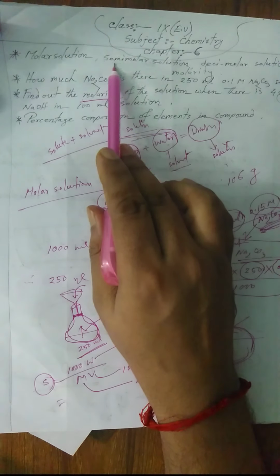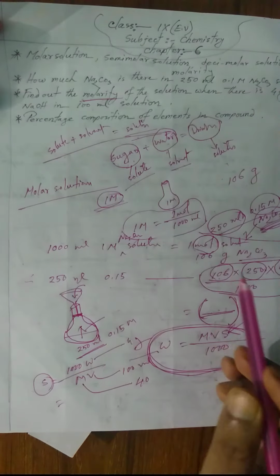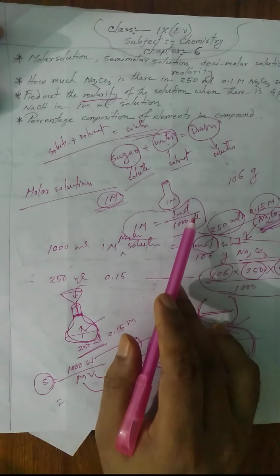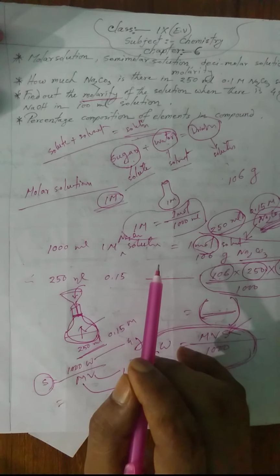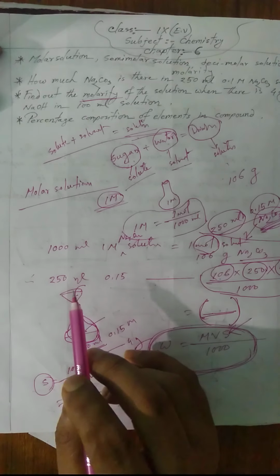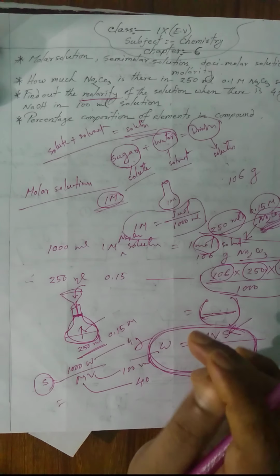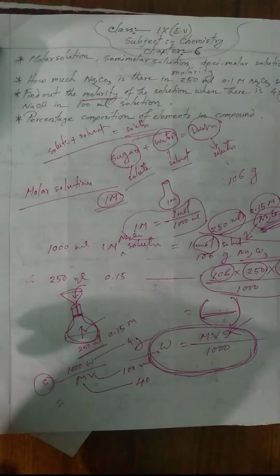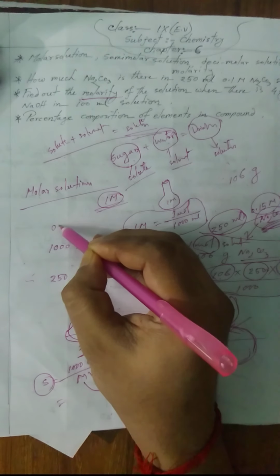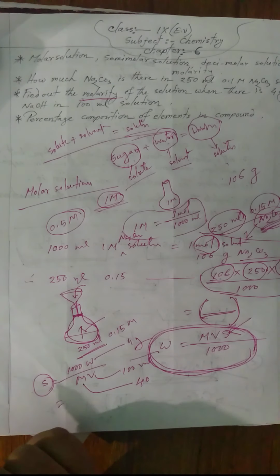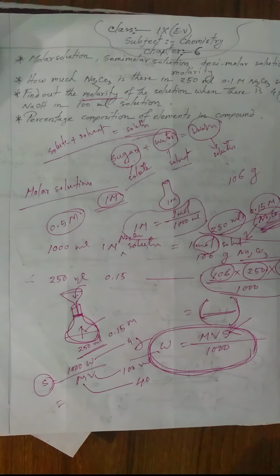Next term, semi-molar solution. Molar solution, 1 mole of solute is dissolved in 1 liter or 1000 ml of solution, and for semi-molar solution, half mole of solute is dissolved in 1000 ml or 1 liter of solution, which is denoted by 0.5 M. That means semi-molar solution is denoted by 0.5 M.